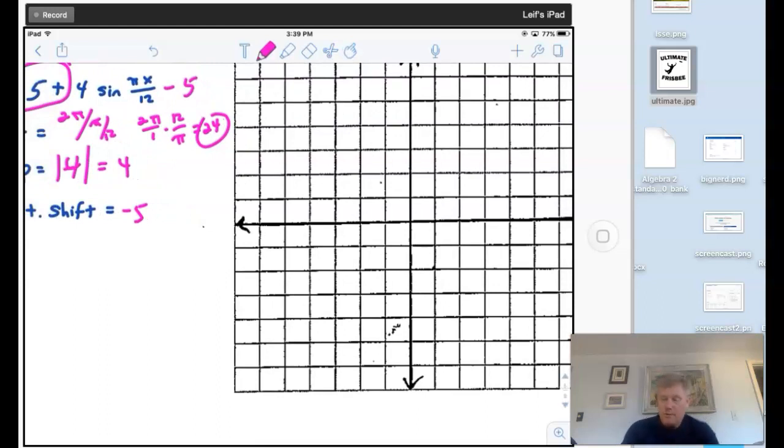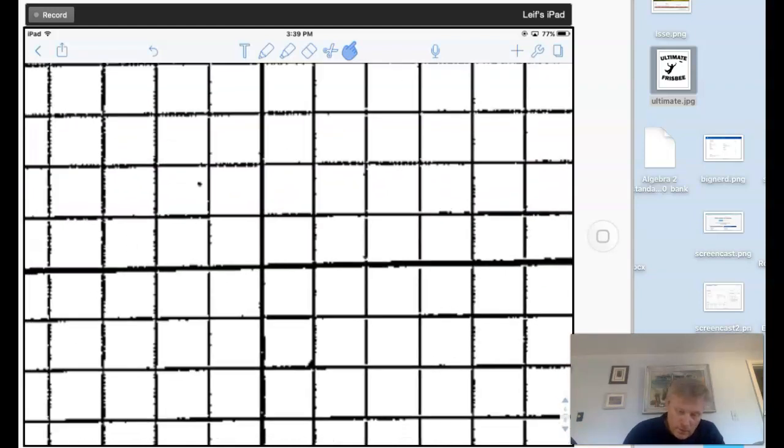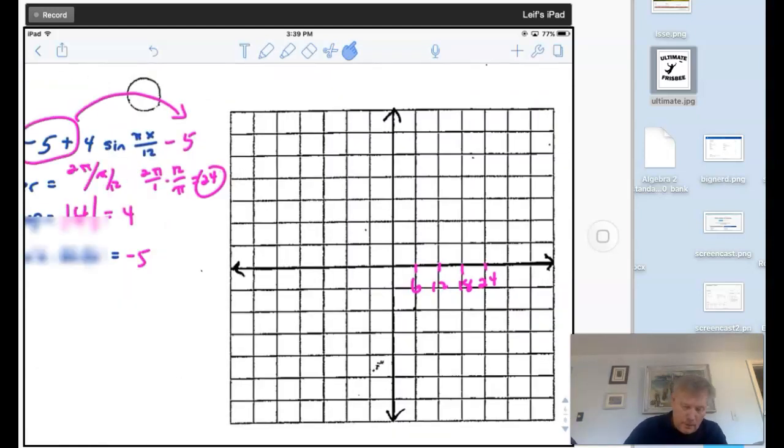So I usually do 2 graphs on these. I know this is going to be kind of crazy, but let's say I go like this, and I'm going to graph it without the -5 first, okay? So it goes up to 24, which means halfway is 12, half of that is 6, 3/4 is 18. And we said it goes up and down 4.